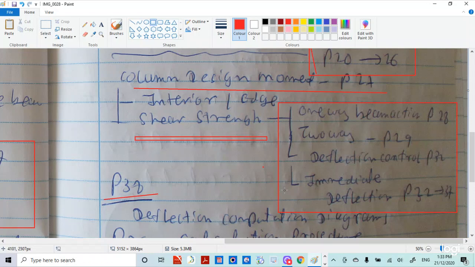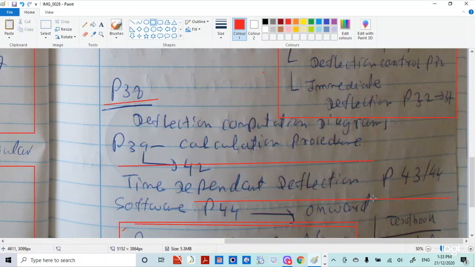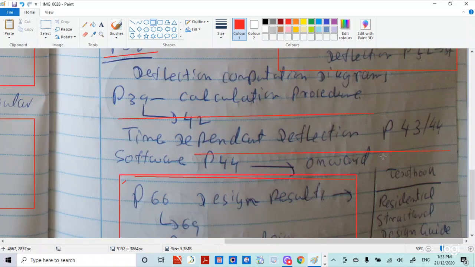The shear strength calculation is for the different components of the different sections of the beam. In this case, one-way beam section is on page 28, two-way on page 29. Deflection control is on page 32, and the intermediate deflection on pages 32 to 37. Then we have the deflection computation and diagram drawing. Pages 39 to 42 are the calculation procedure explanation.